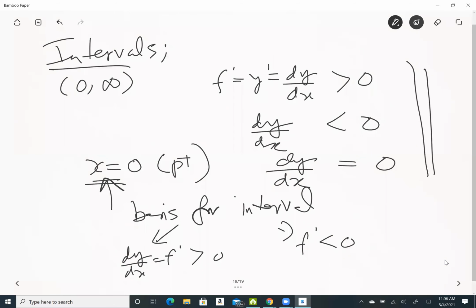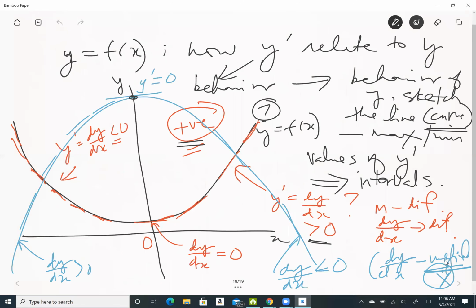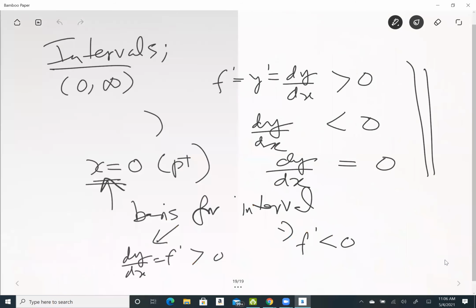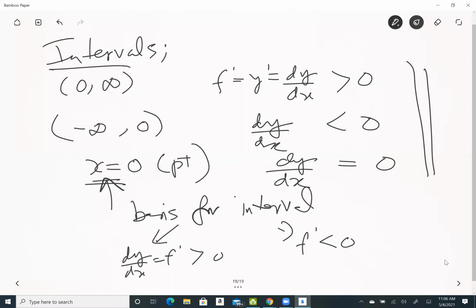Okay. Now, if you look at the other side, you will see what? I see the interval for which the derivative is 0 is to the left. Okay, so where does it start? It ends at 0, and then it starts from negative infinity. So here you have two intervals. One is 0 to infinity, that means the right side of the graph.